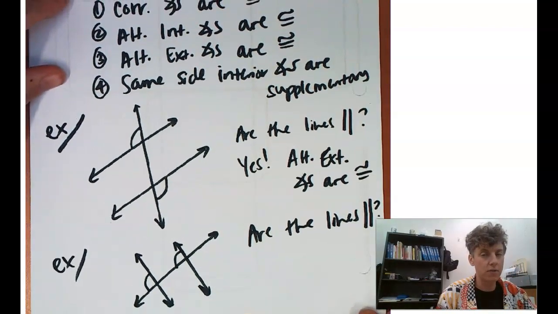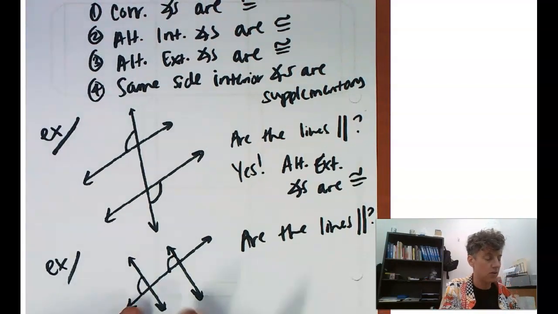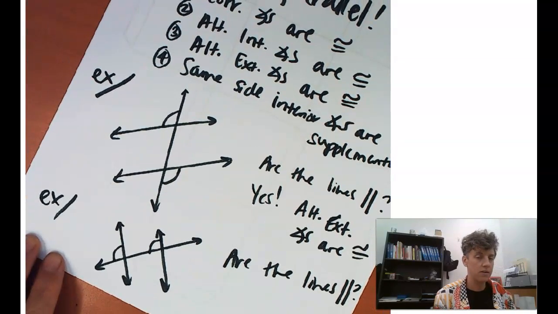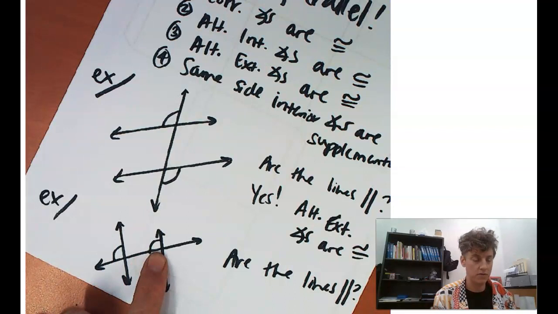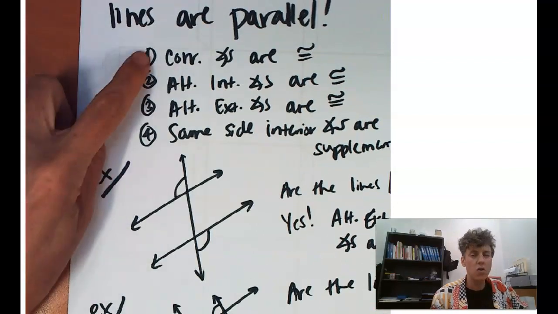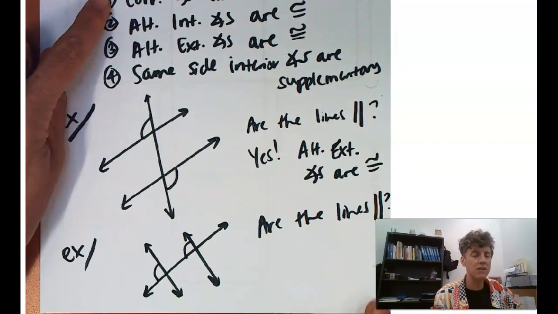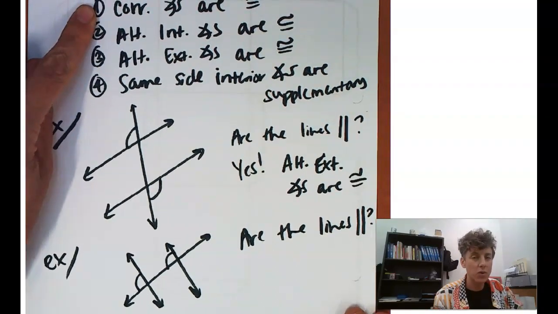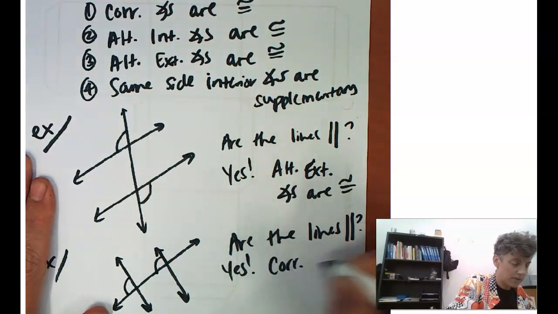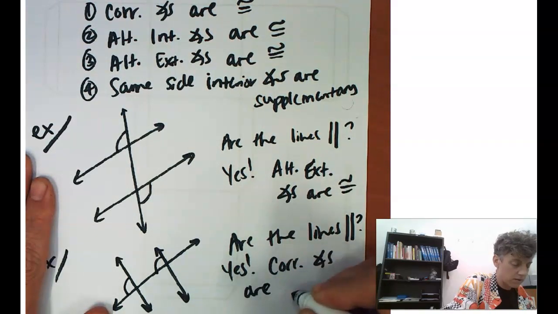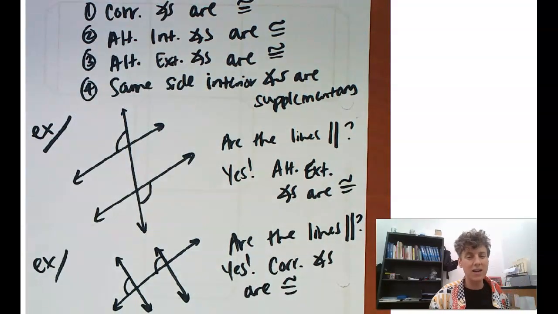Well, are any of our four things true? First of all, who are these angles? I could say you're in the top left of your group of four. You're also in the top left of your group of four, and those markings mean you're congruent, so you are corresponding angles that are congruent. Sorry, my paper is just going everywhere. We have corresponding angles that are congruent, so yes, these lines are parallel.